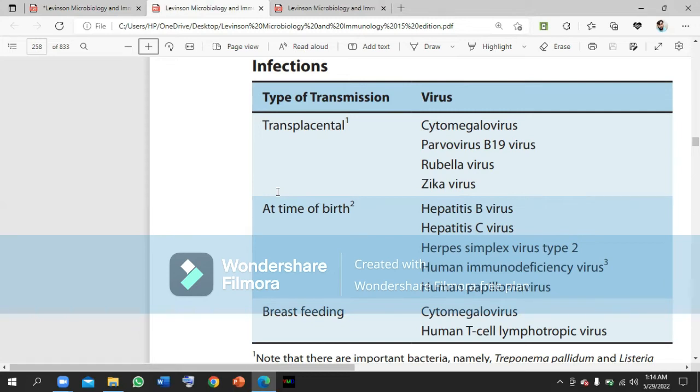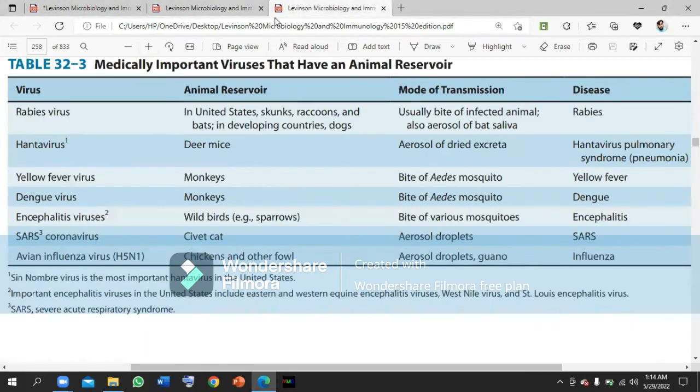Now, as I have told you, zoonotic infections are also there. Viruses can be transmitted to persons through animals. So these are the viruses. The second is the animal reservoir which contains the viruses, and it can be transmitted to humans. For rabies virus, the animal reservoir is skunks, raccoons, dogs, and bats. So when they bite a normal person, or also when the aerosol of the bat saliva comes in contact with humans, they can develop rabies.